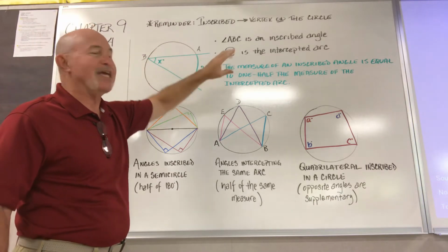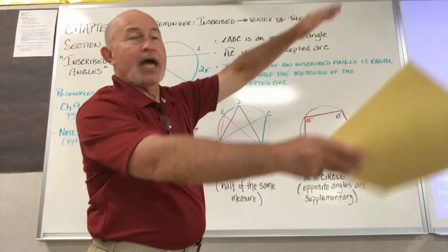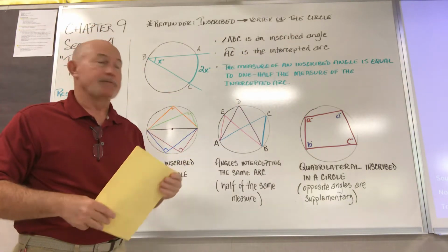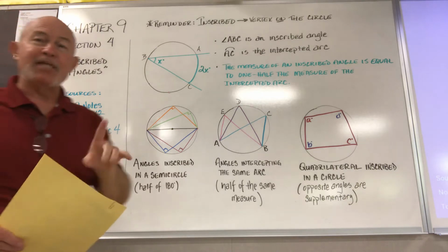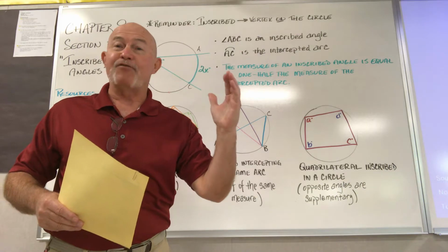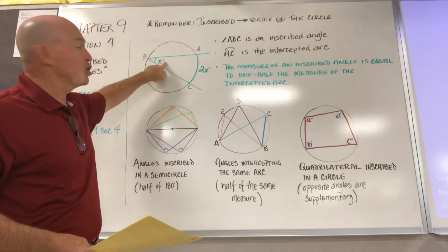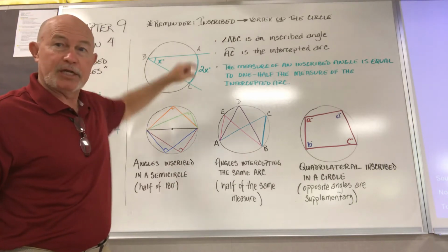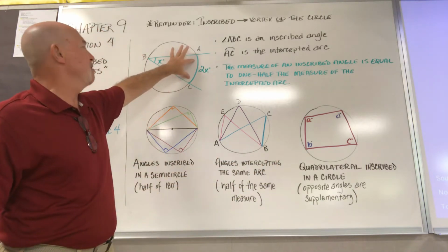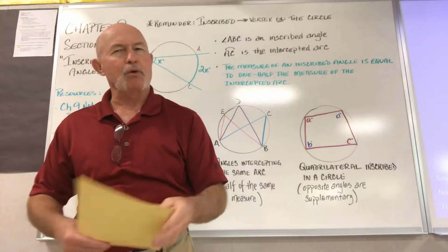AC is what's called the intercepted arc. As the angle goes out, it passes through or intercepts that arc. Now, when we look at measurements, the measure of an inscribed angle itself is half of the arc. So, x and 2x. If this is 30 degrees, that's 60 degrees. And the opposite is true. If we know that this is a 70-degree arc, that's a 35-degree angle.